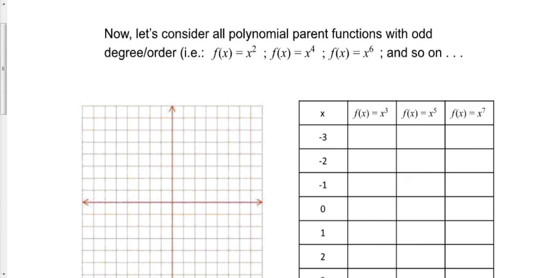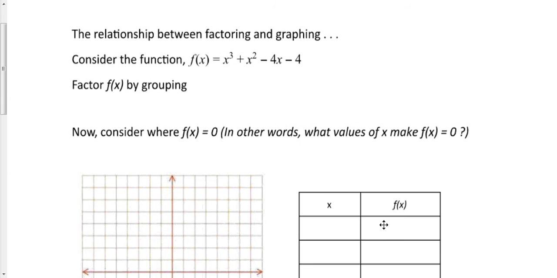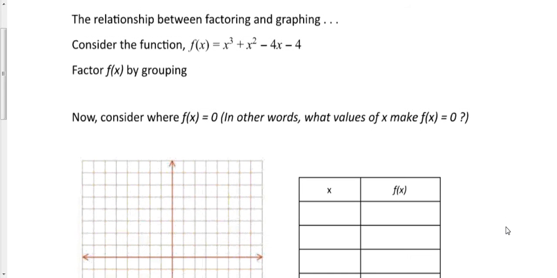So we're going to skip that screen, and we're going to talk about the relationship between factoring and graphing. So consider this function. f of x equals x cubed plus x squared minus 4x minus 4. First of all, see if you can factor that by grouping. Who remembers grouping?